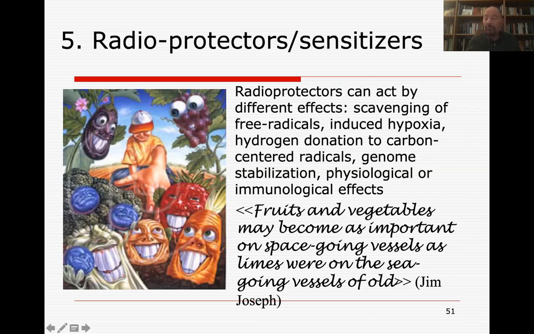This is from Jim Joseph, who is a researcher from the United States. He said once that fruits and vegetables may become as important in space-going vessels for space radiation protection as limes were on the sea-going vessels of old.